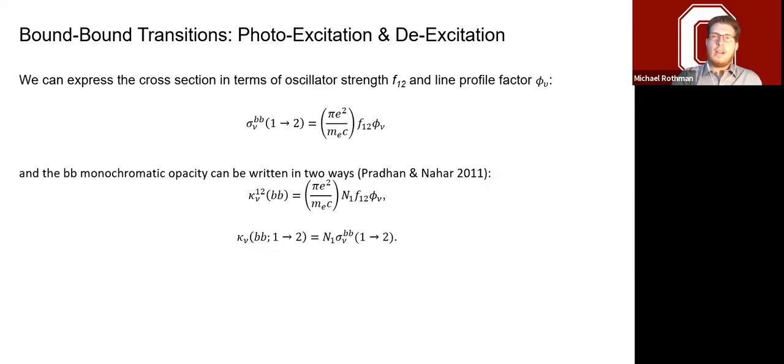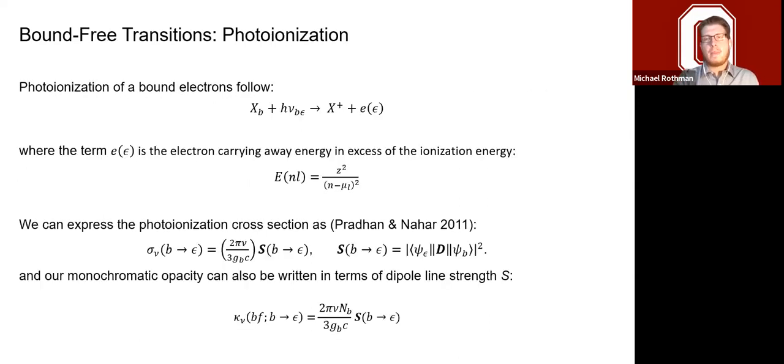Our line oscillator strength is also related to our absorption cross-section. This cross-section, as well as the bound-bound monochromatic capacity, depends on the line profile factor, which distributes the line oscillator strength over a given frequency range. This profile factor is determined according to the environment via the line broadening mechanisms such as temperature and pressure.